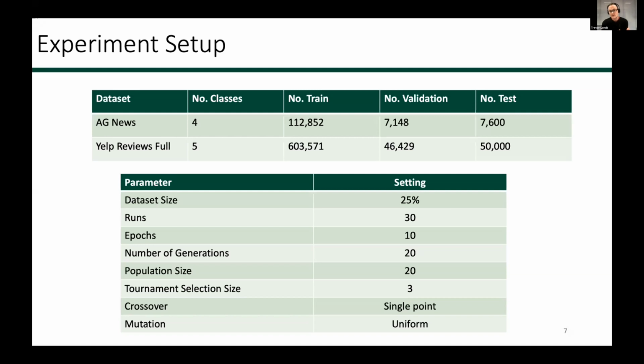We run for 30 runs. We do 10 epochs per candidate architecture that we train. And we use a low number of generations and population size of only 20. However, this is comparable to most EDL approaches in the image analysis field, again, because of the computational cost. Remember that we're training these networks up from scratch because we're just interested in the architecture and the topology, so there's no transfer learning. We choose a tournament selection size of 3 and a simple single point crossover and a uniform mutation operator.